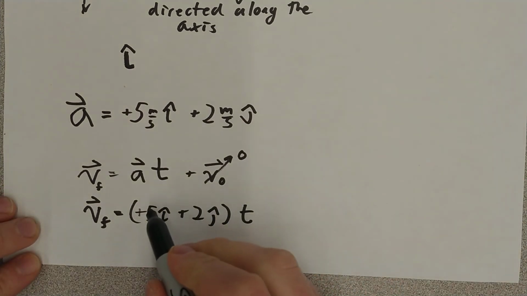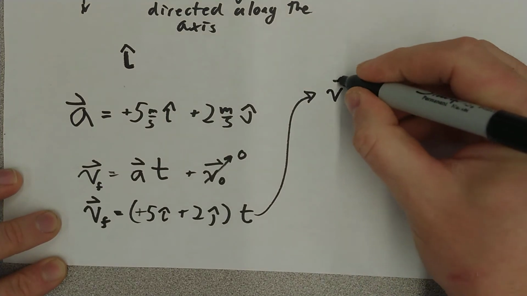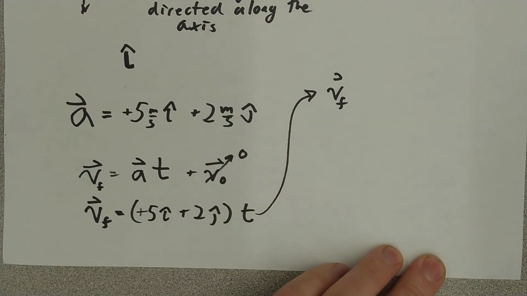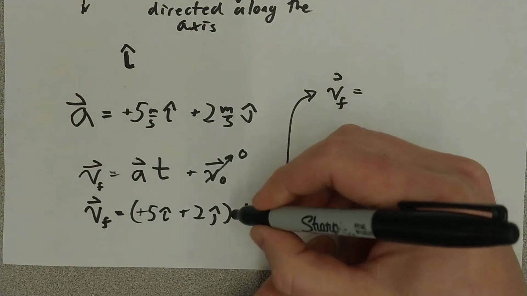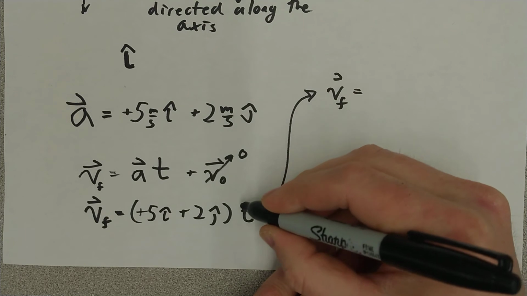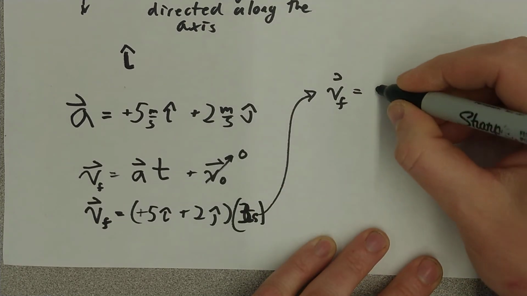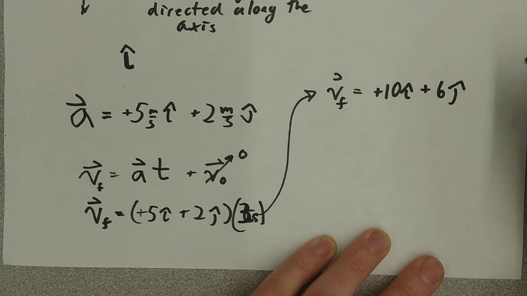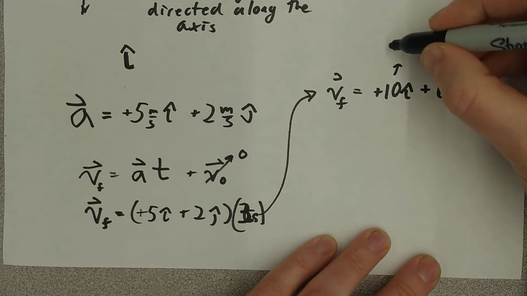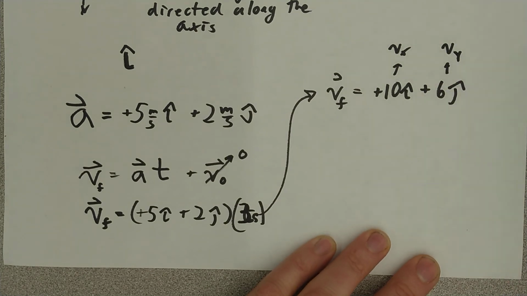The T distributes, right? I say right like you already know it, but you don't. So the final velocity vector is, the T distributes. So you'd put 3 in there for the time, like in the previous example, 3 seconds. All right, so it's plus 10 I hat plus 6 J hat. And that would be the final velocity. This and this is Vx and Vy. These are the components, right?